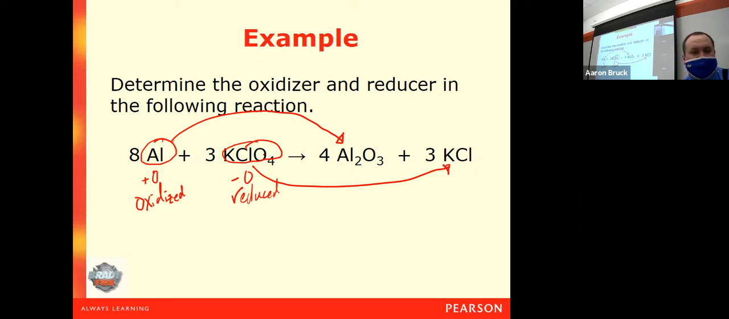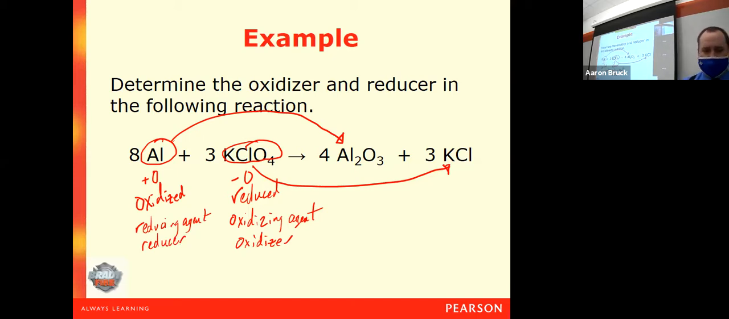Since this is the substance that gave away the oxygens, we call it the oxidizing agent or the oxidizer. And since this is the substance that took those oxygens, we call it the reducing agent or the reducer.